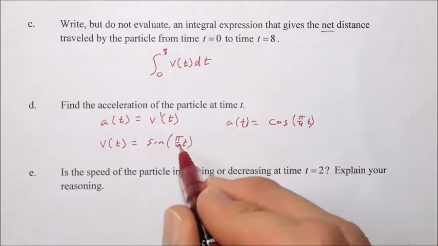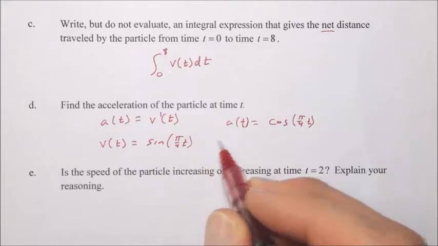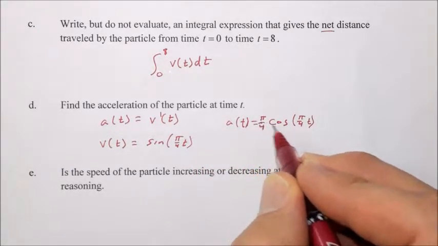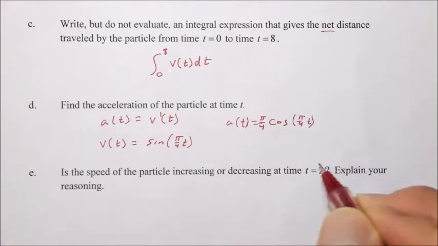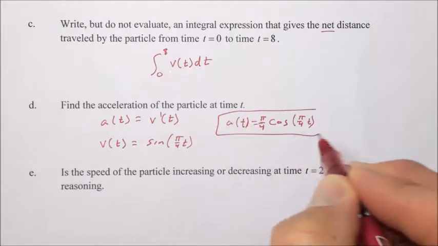And then we multiply by the derivative of the inner function. And the derivative of pi over 4t is just pi over 4, which you can throw at the end, or we can throw at the beginning. So we have pi over 4 cosine pi over 4t. That's our acceleration at any time t.